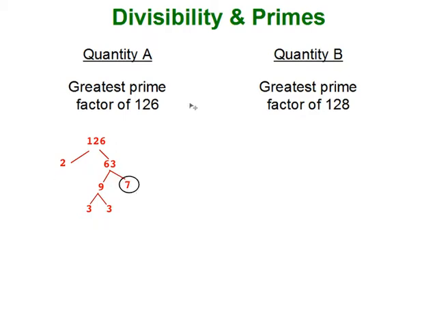For the number 128, we can break it down into 2 times 64. 64 is 8 squared, and each 8 is a 2 cubed. So in fact, 128 has only 2's as its prime factor because 128 is 2 to the 7th power. Therefore, our answer here is A. Column A is larger.